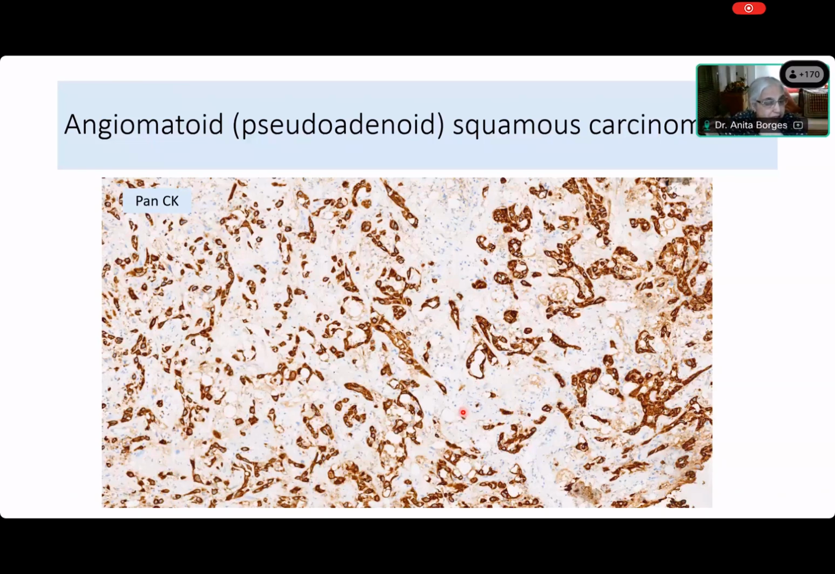Come on, I can see somebody over here. Yes, Aradhana, can we call this a poorly differentiated squamous carcinoma? It's a squamous carcinoma. Yes, ma'am. Yes, of course you can. Yes, this is a poorly differentiated squamous carcinoma.